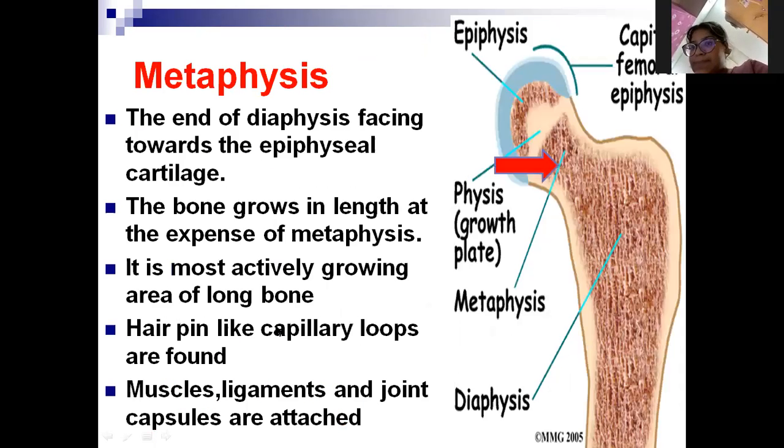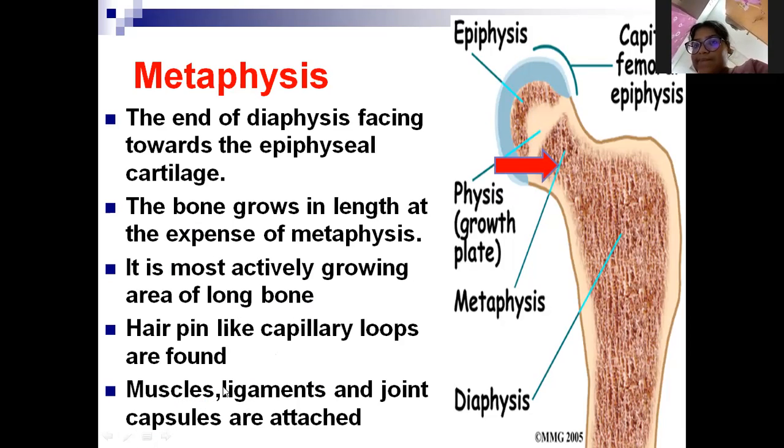Metaphysis, I said, the junction of diaphysis and epiphysis, is nothing but the metaphysis. It's also an actively growing area of the long bone. When you see the blood supply, I will show one different picture where you will see the coils of blood vessels, which are called hairpin blood vessels. If you see, you will understand more.